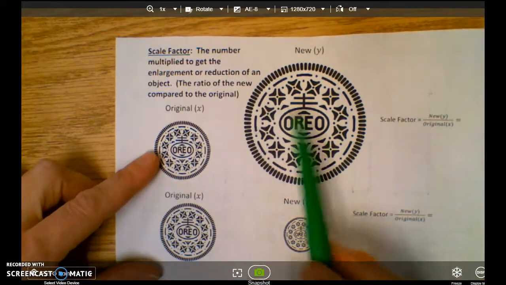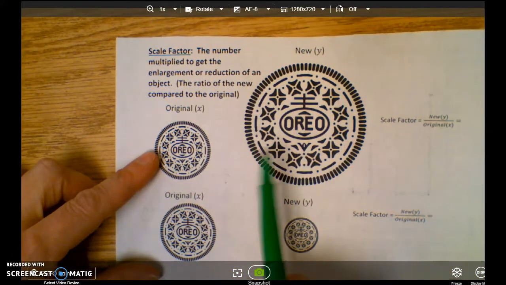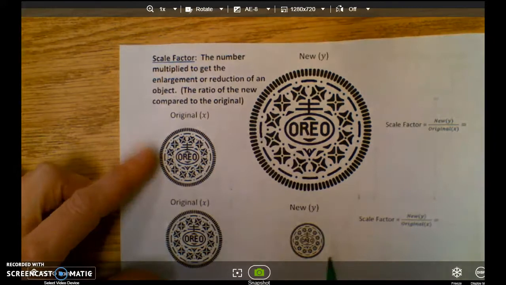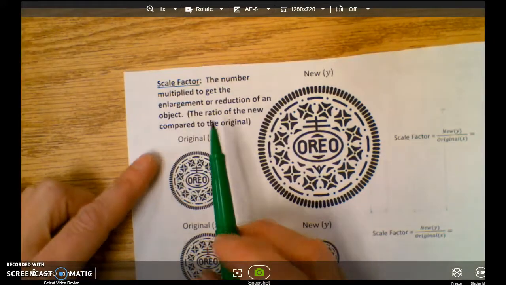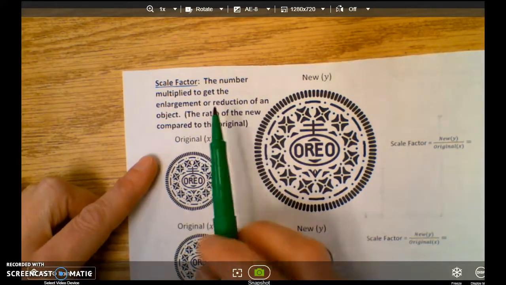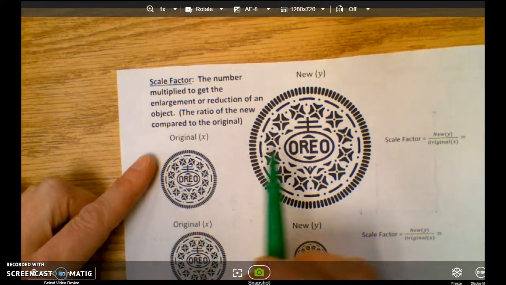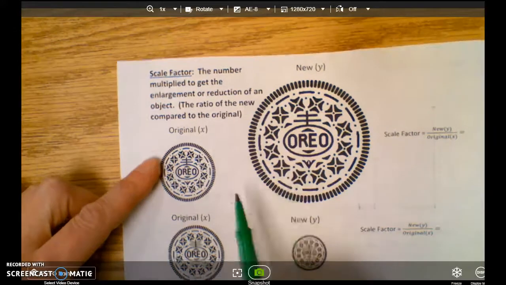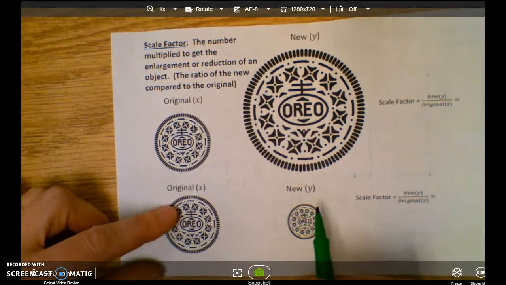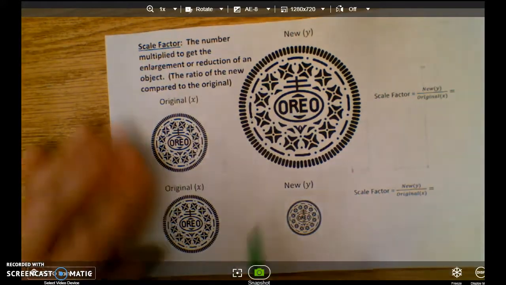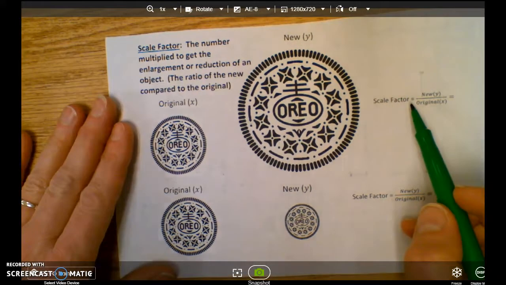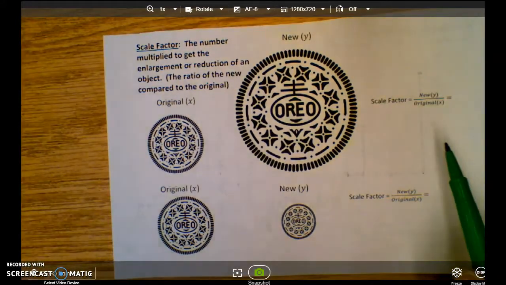But what I am hoping to find someday is where they make really, really big Oreo cookies. So you can see how scale factor works when we're talking about this side. Scale factor is what we would multiply by to either enlarge the Oreo and make it much bigger, or in the case of where they make the mini Oreos, make it smaller. So we have this little formula here that we're going to use when we want to calculate scale factor.